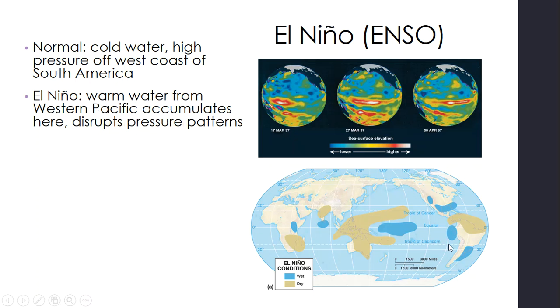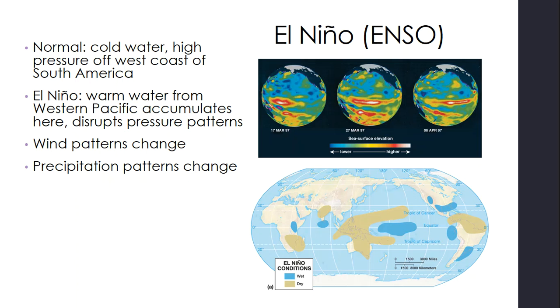In El Nino, you get this warm water that accumulates from the Western Pacific, and it disrupts the pressure patterns. And so the wind patterns change dramatically, and usually we result in a lot more rain. This past rainy season that we had was not an El Nino, it was the year before. But precipitation patterns change. Fish also move around a lot, so it can really wreak havoc with fisheries. But generally speaking, during an El Nino, we get wetter in California.